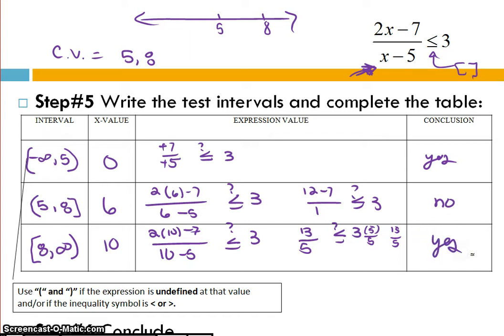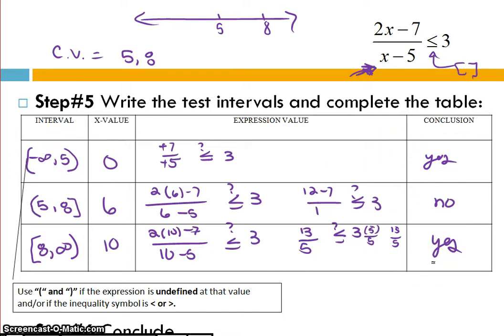So yes. Now for rational inequalities, you could get 3 yeses. You could have the first 2 yes and the second no. They can vary. That's different than it was for the quadratics. So the yeses and nos don't have to follow the same pattern.